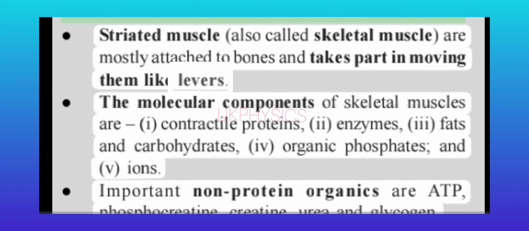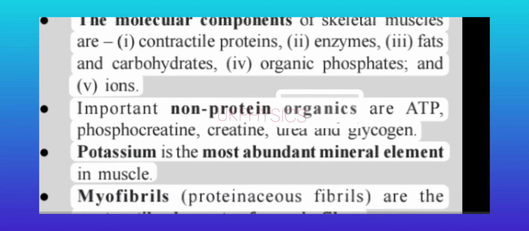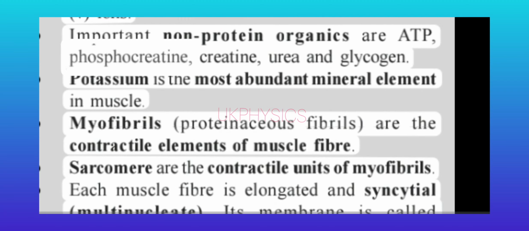Striated muscles, also called skeletal muscles, are mostly attached to bones and take part in moving them like levers. The molecular components of skeletal muscles are: one, contractile proteins; two, enzymes; three, fats and carbohydrates; four, organic phosphates; and five, ions. Important non-protein organics are ATP, phosphocreatine, creatine, urea and glycogen. Potassium is the most abundant mineral element.